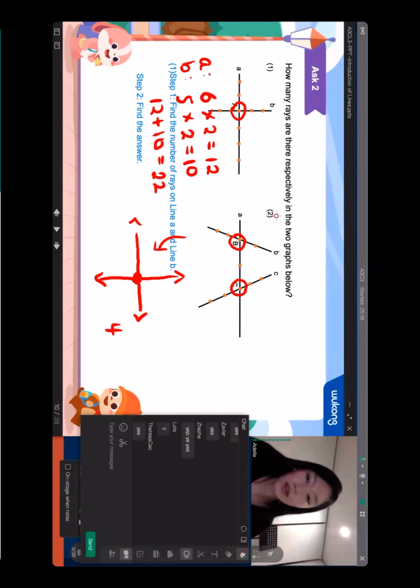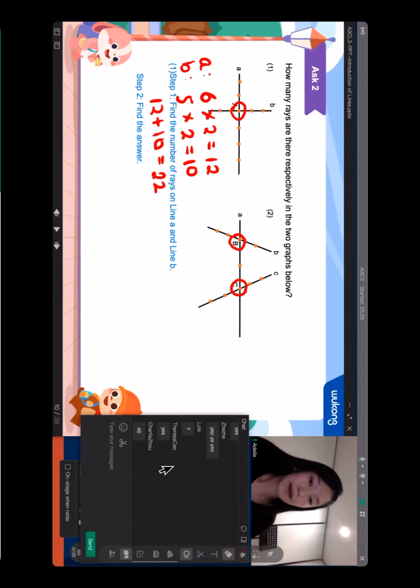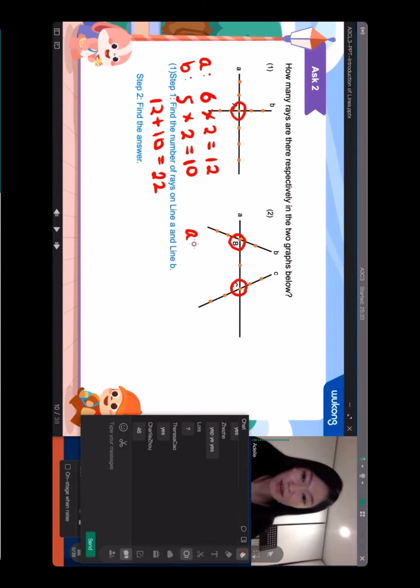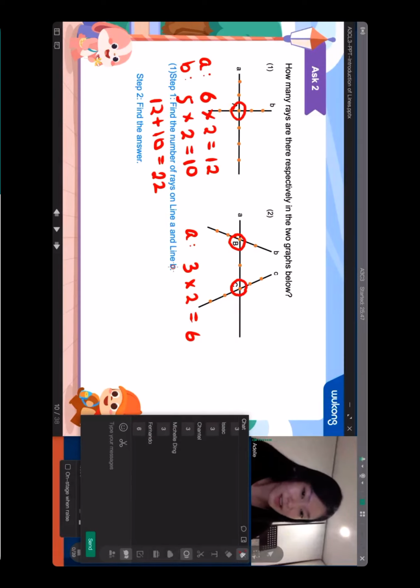So let's look at question 2. Going to make some space for the drawing. So for question 2, we have upped our challenge. We're going to have 3 lines here, okay? So we're going to start from A. How many endpoints on line A? Good job. We have 3 endpoints on line A, and we're going to multiply that by 2, okay? Which will give us 6 rays.